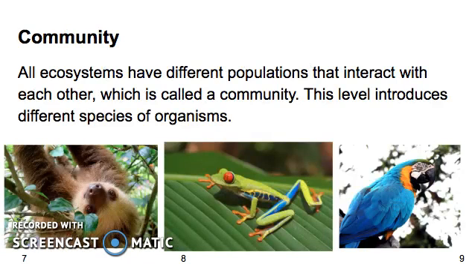The next level is a community. All ecosystems have different populations that interact with each other, which is called a community. So this starts to introduce different species of organisms. So you could have a sloth, a tree frog, a parrot, their trees that they're in. All of those living organisms of different species would be considered the community.